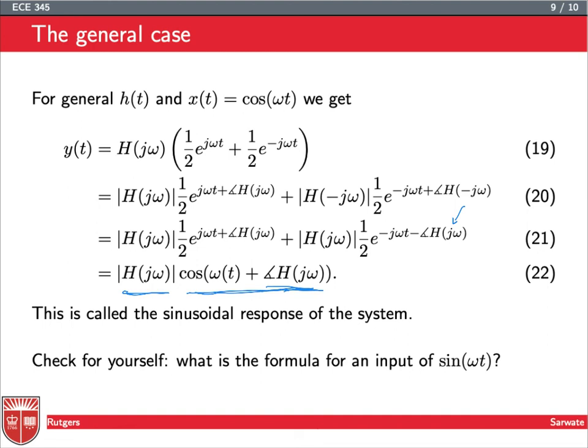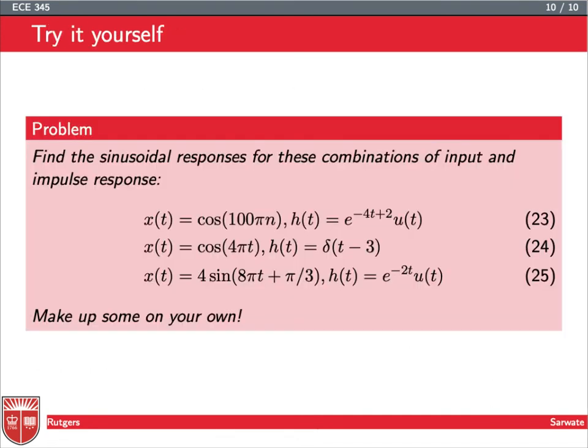If you want to see another example, walk through this derivation again yourself to learn a bit more, and try doing the whole thing with sine omega t. It might be good to try these sorts of things yourself. Try these couple of examples here, of different complexity. Being able to find the sinusoidal response to these input sinusoids with these different impulse responses will give you a sense of how the sinusoidal response really works.